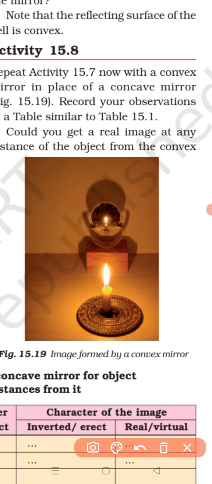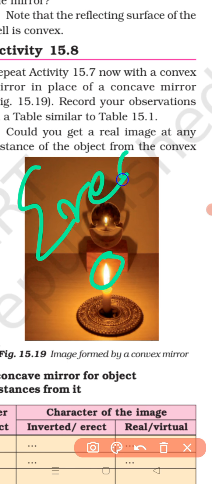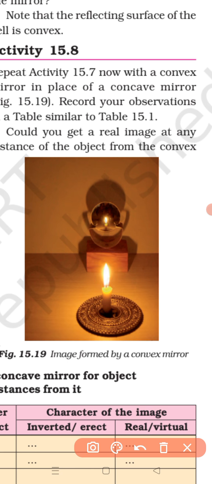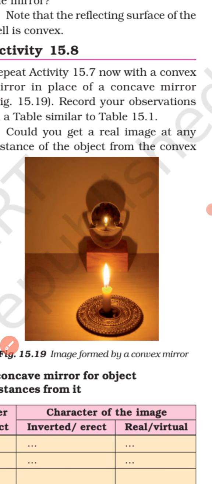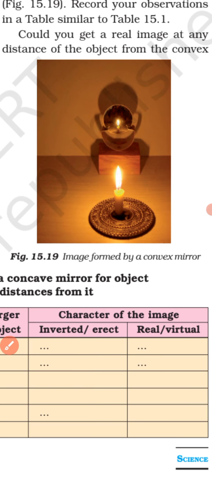This image is upright only, that is, the flame is at the top position, the tip of the flame is at the top position, that is why it is an erect image. And this image is smaller than the object. As you can see, you can compare the size, that is why it is smaller than the object. So this is the observation in case of a convex mirror.